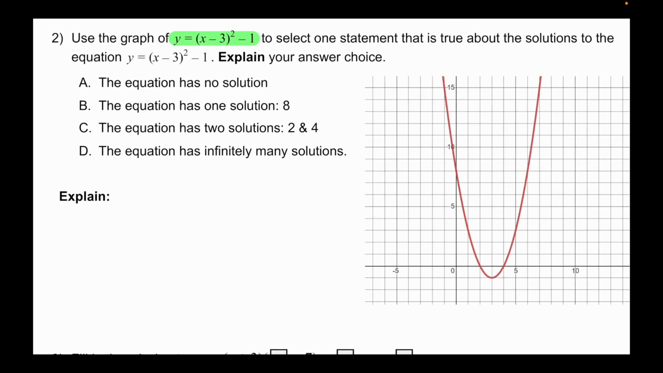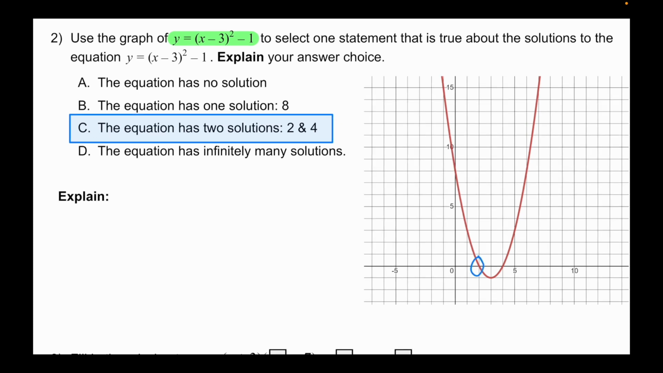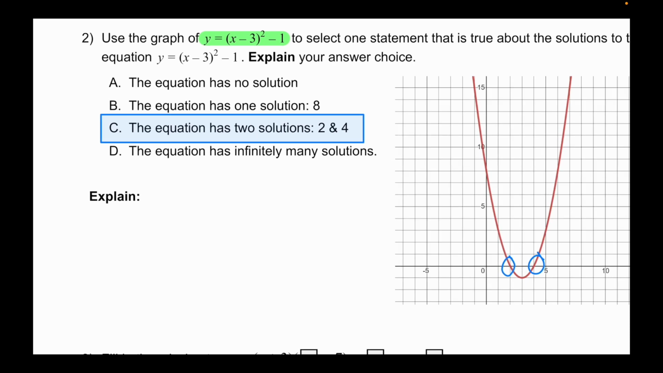And I understand where you can get some of these from. The correct answer here is C. The equation has 2 solutions, which are 2 and 4. And those come from the x-intercepts right here. So that's going to be my explanation. The solutions are the x-intercepts.